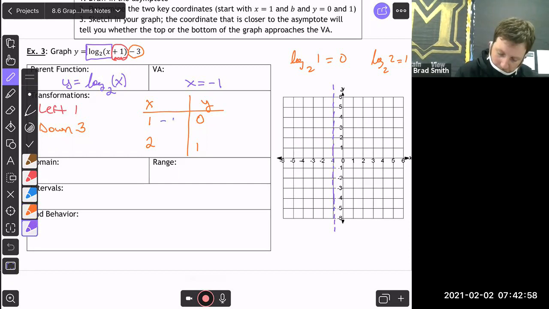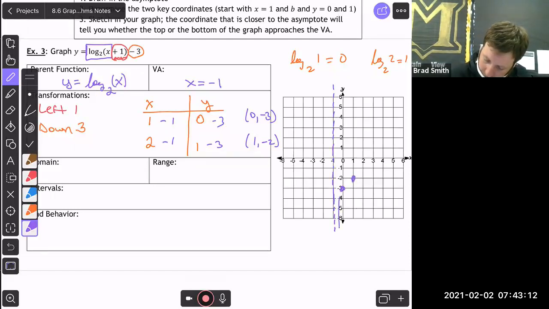Now we're going left 1, and we're going down 3. So my new points here are 0, negative 3, and 1, negative 2. And you can see how it's going to go this way. I got double purple. That worked out terribly. And we got our sketch.